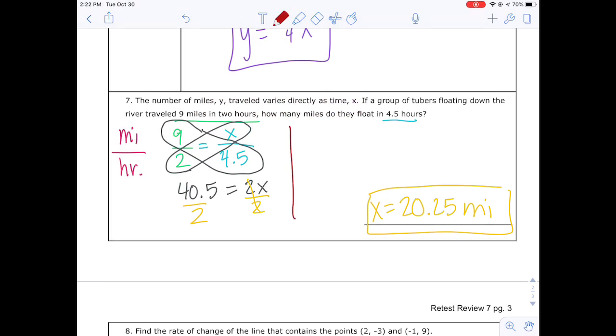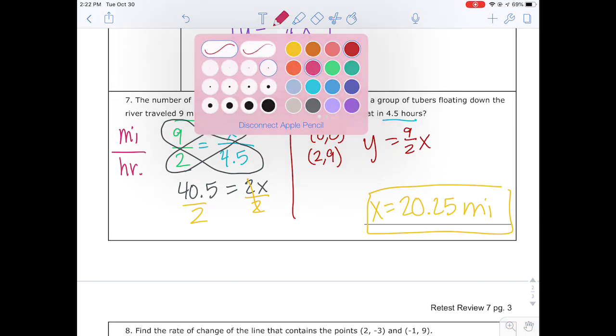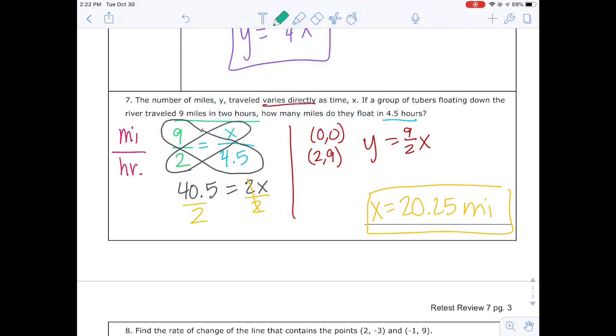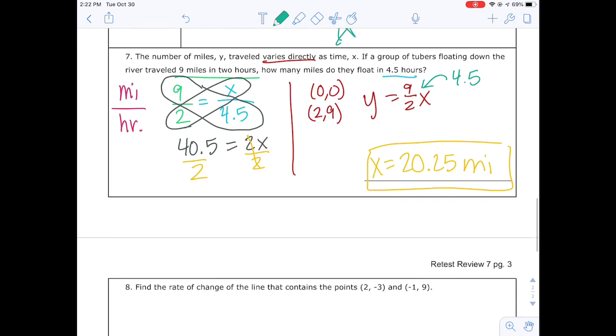Alternatively, you could plug in the point 0, 0 because it varies directly, and then 2 hours for 9 miles. And if you do that, you would get the equation y equals 9 halves x. And then you would plug in 4.5 times 9 halves and get 20.25. So you can do either option. You can set up a proportion if you feel comfortable with that, or you can plug into y equals like we did here and then take it a step further if you feel comfortable with that.